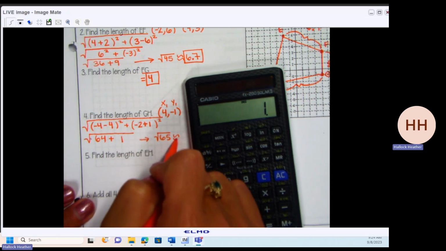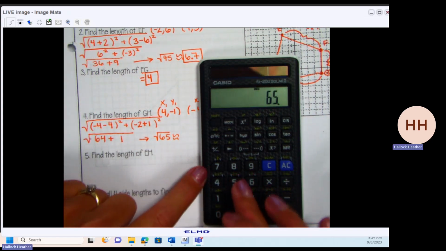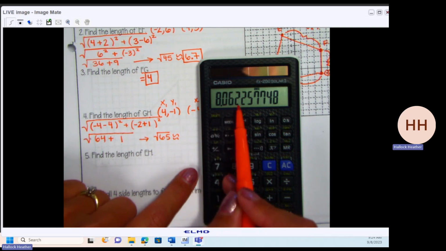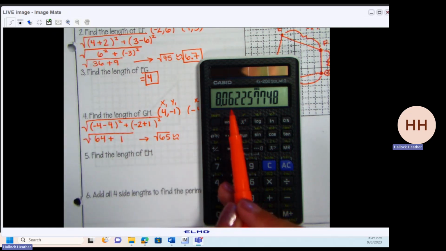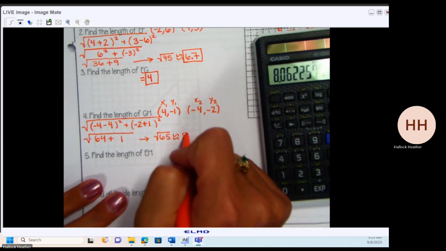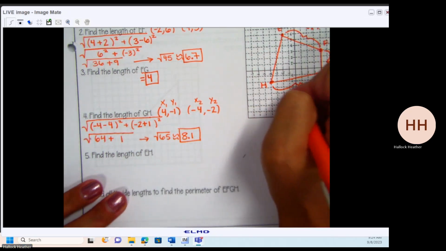And then I'm going to estimate my square root of 65. So if I take 65, shift square root, I get 8.06. So if I round to the nearest tenths, what is that? 8.1. So that's my third side.